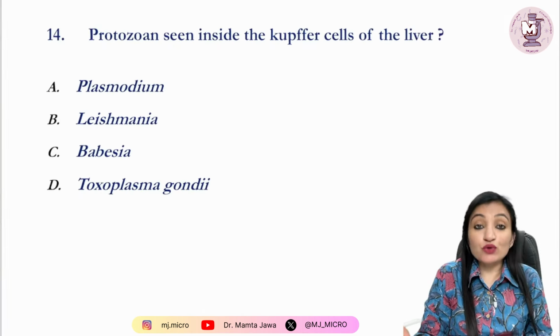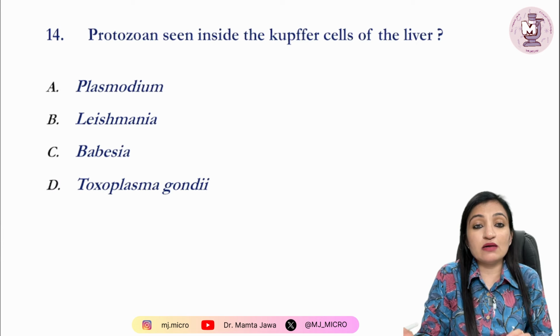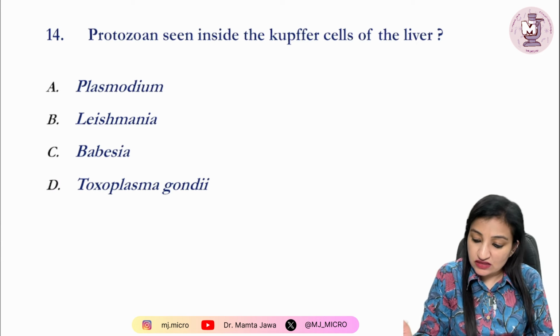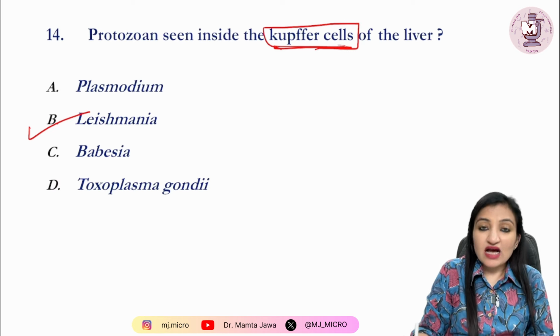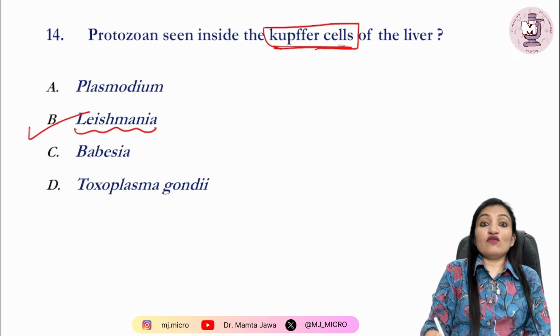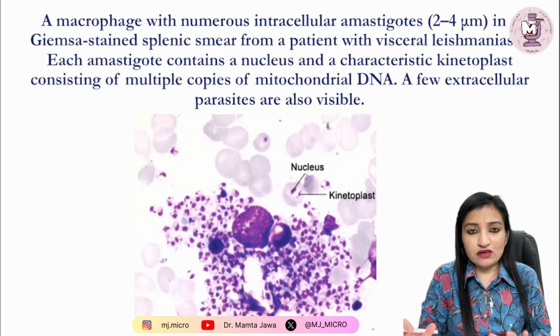Next question. Protozoans seen inside the Kupffer cells of the liver: Plasmodium, Leishmania, Babesia, Toxoplasma gondii. Straightforward answer over here is Leishmania. Okay. Kupffer cells are nothing but the macrophages in the liver, and Leishmania is an example of an intracellular organism. Look at this. This is also asked quite frequently.